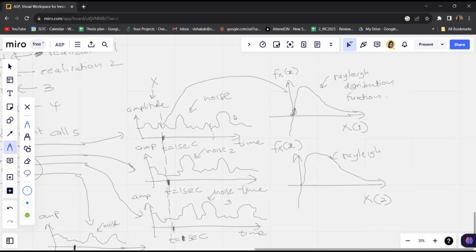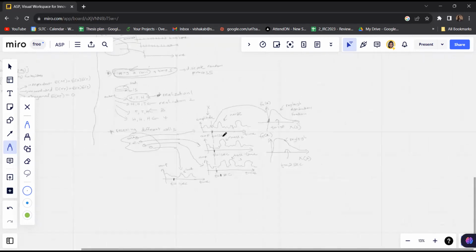Most of the time when there's non-line of sight communication, we use the Rayleigh distribution function. The Rayleigh distribution function can be used to model the amplitudes of the signal at a certain time instance, right? So this PDF that we draw is for a certain time instance. This is for time equals 2 seconds. This is for time equals 1 second. So this PDF is defined for one time instance only, right?